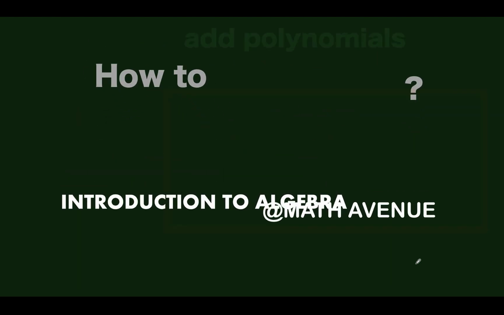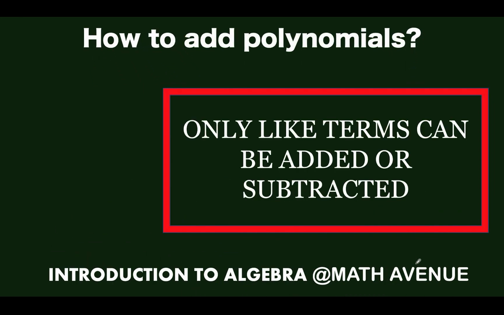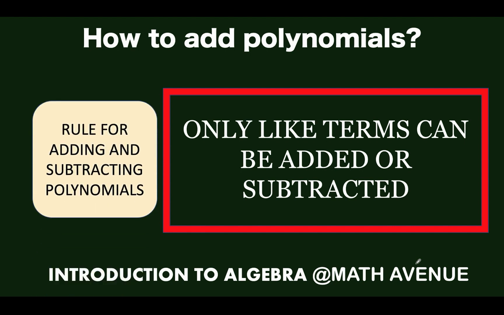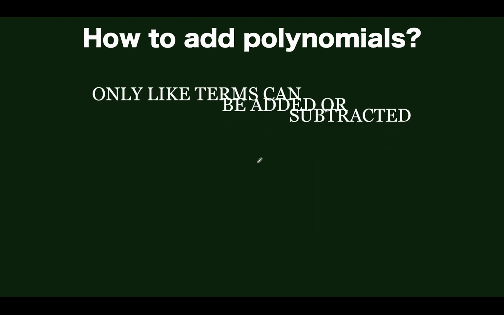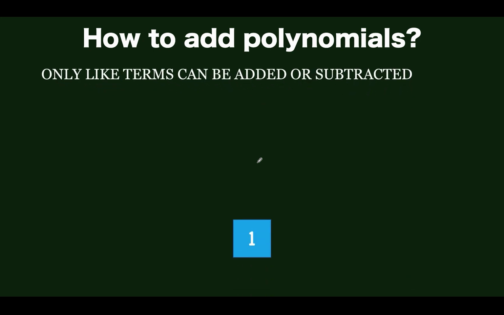The rule for addition of polynomials is that only like terms can be added, and that holds true also for subtraction. So what do we mean by like terms? So we can understand this better, let's begin visualizing polynomials. This is our visualization of 1. Its side length is 1 unit, and its area is therefore 1 square unit.